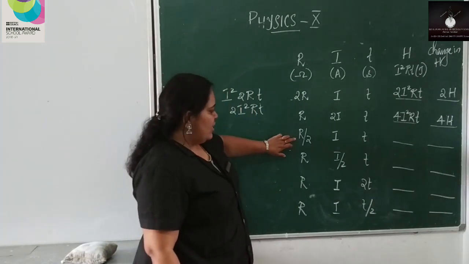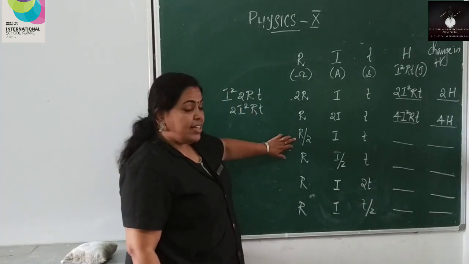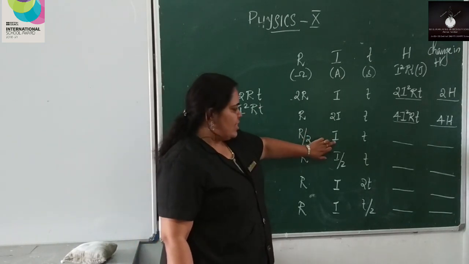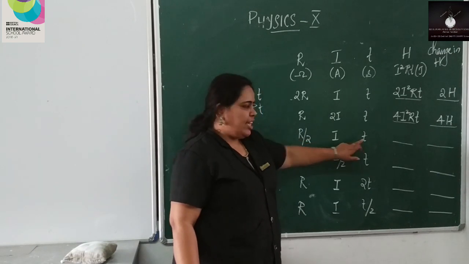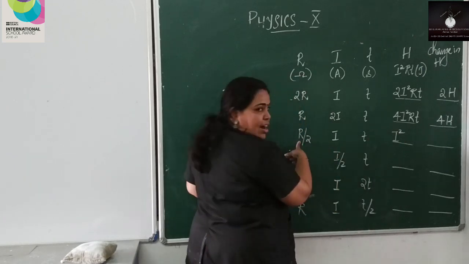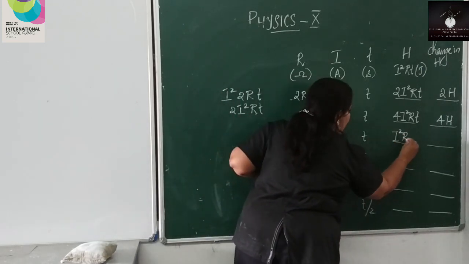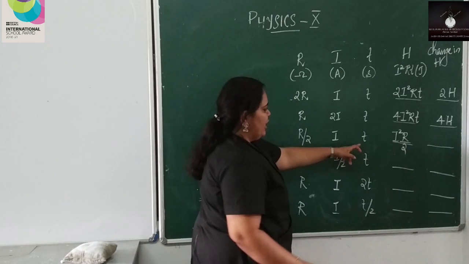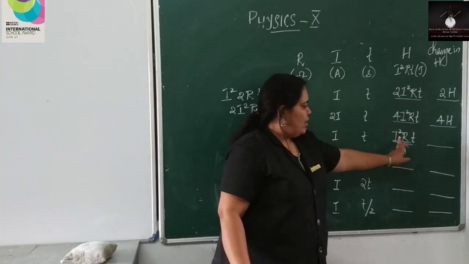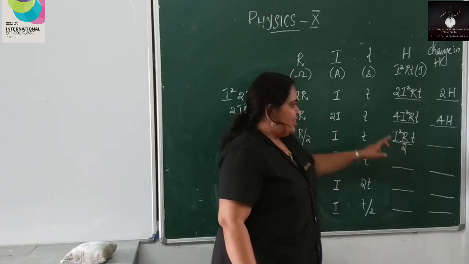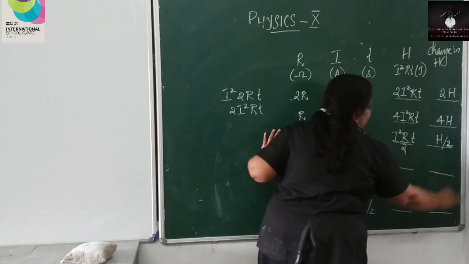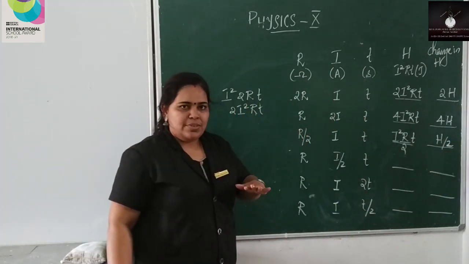Okay. Next, take this case. Here resistance is half, like R by 2. Current is I. Time is T. So what will happen? I square RT. So I square R, that is R by 2, time is T. I square RT by 2. That is, heat produced is H by 2. Heat produced becomes half.